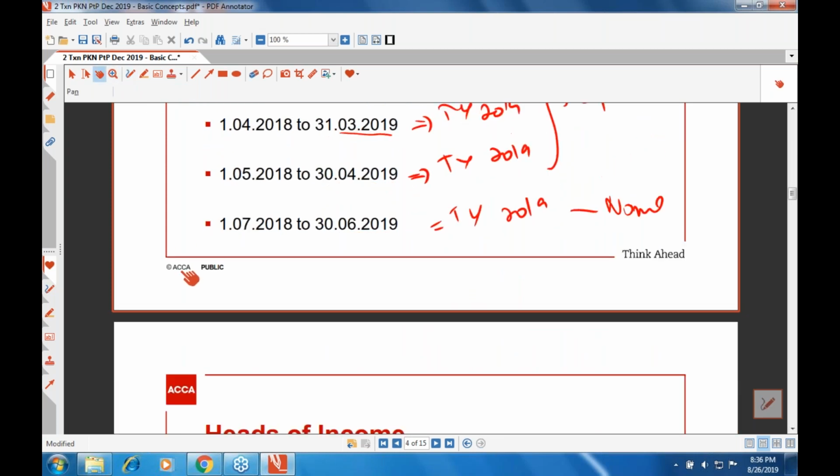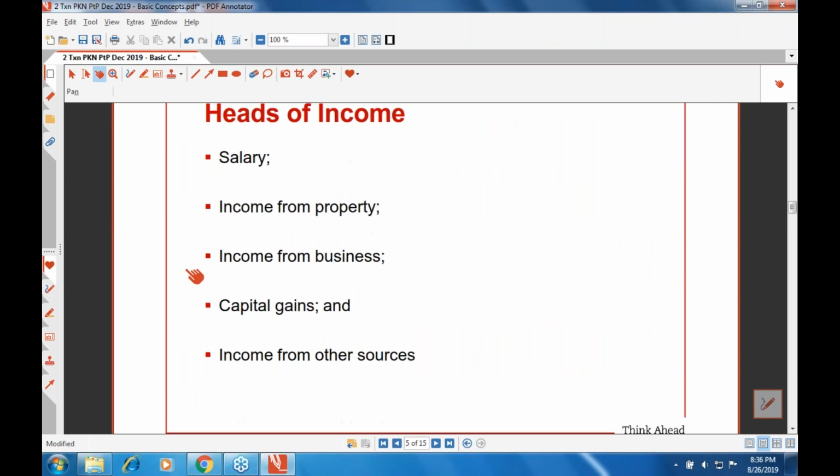Now let's move a bit forward and talk about the other concept in the Pakistani taxation law. The next concept is basically the concept of heads of income. Whatever income that you earn is usually classified under these five heads. And what are these five heads?